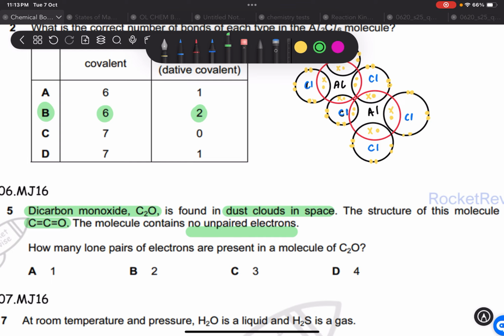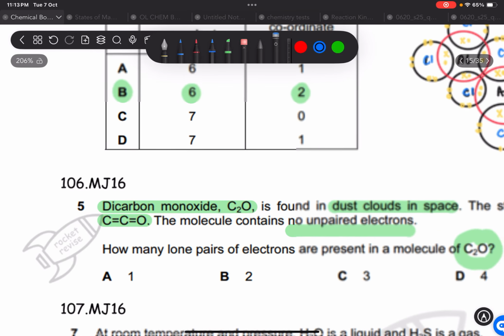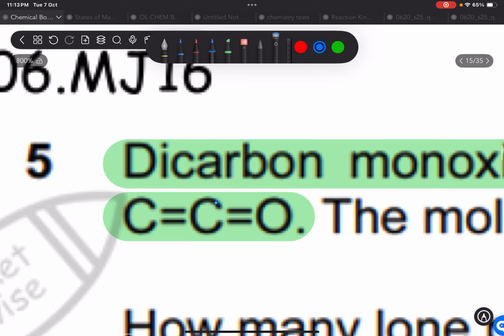How many lone pairs of electrons are present in the molecule C2O? Okay. There are no unpaired electrons. All electrons are involved in some kind of pairing. So how many lone pairs of electrons are present? Okay, let's try to figure it out. The structure of the molecule is this. Between carbon and carbon you have a double bond, and between carbon and oxygen you have a double bond.